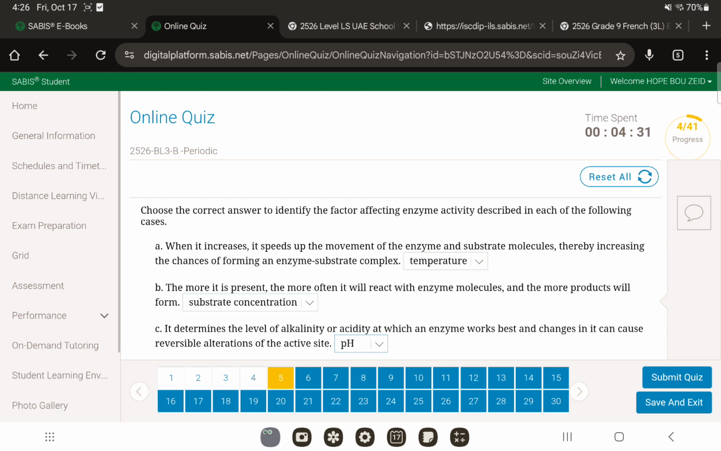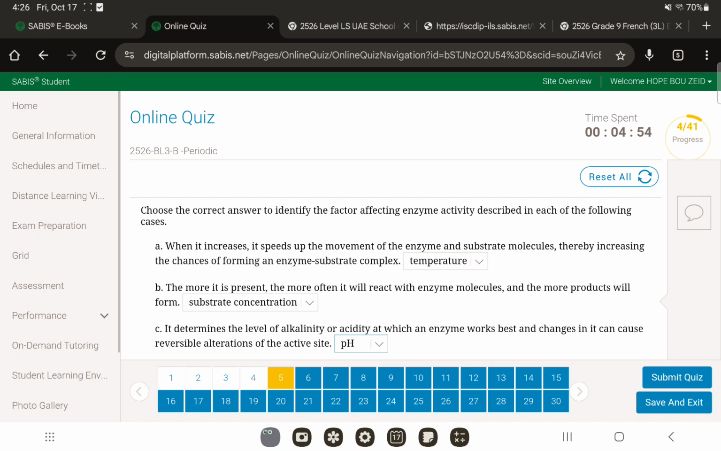It determines the level of alkalinity or acidity. This is pH. Okay, so to have a short summary, the higher the temperature, the quicker the molecules will move, which will lead to more collisions, or they will bump into each other more often, which will increase the reaction rate.